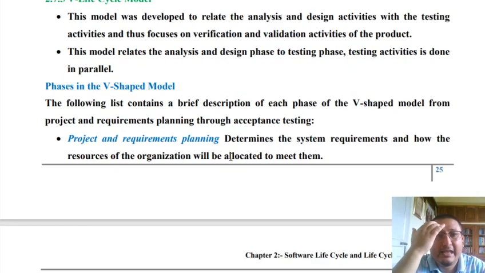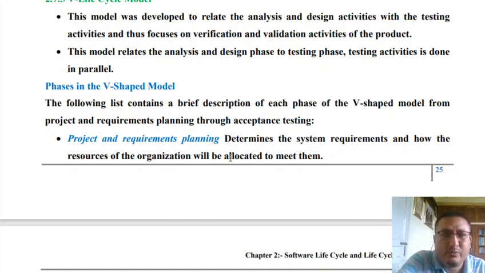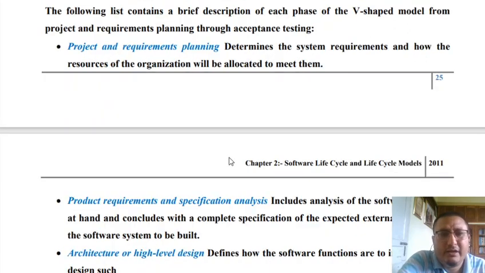Now, the next model that we have in hand is called the V-shaped model. In the V-shaped model, the V stands for verification and validation. In the V-shaped model, we have a verification and validation phase associated with each and every life cycle phase. In contrast to the other models that we've discussed till now, the waterfall model or the prototyping model, none of them have verification and validation associated with each and every phase of the lifecycle model. Verification and validation is very important because it ensures that the correct product is being developed during the lifecycle phases.